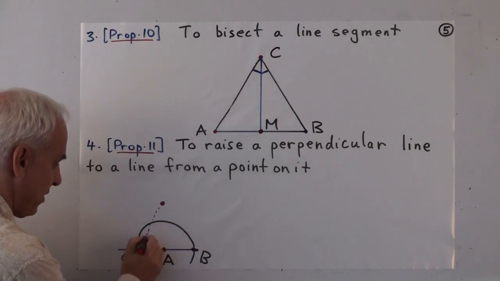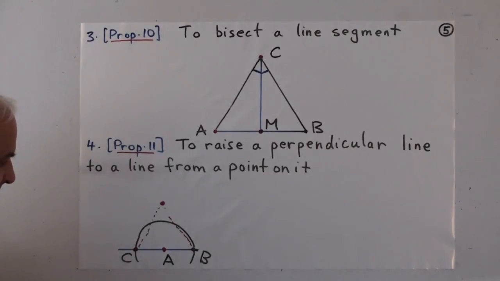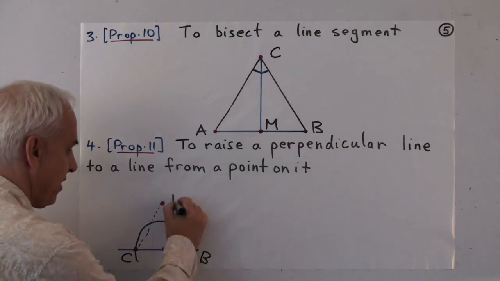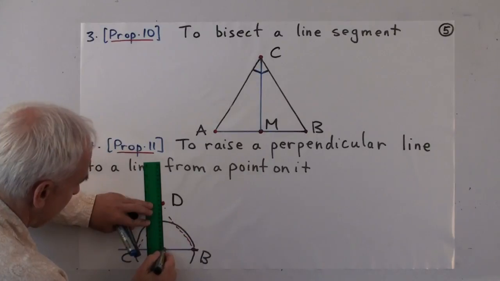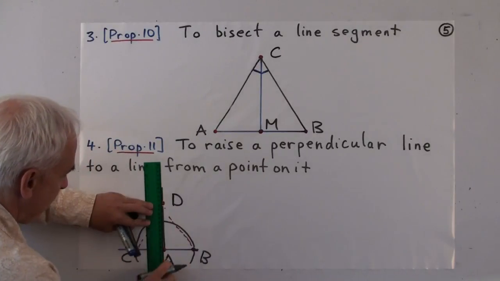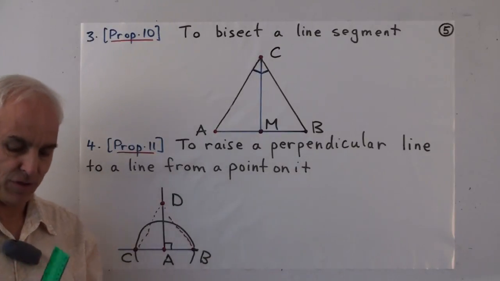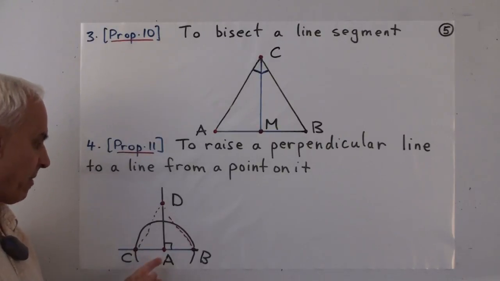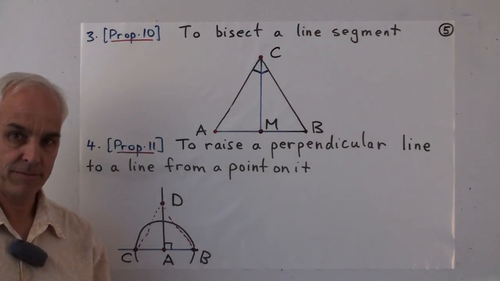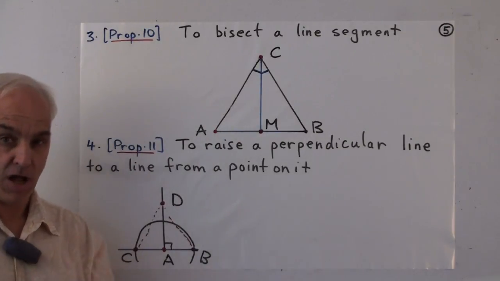Okay, so there's an equilateral triangle here. We can construct that. And then we're going to connect this new point, let's call it D, with our original point A. And if we do that well, we will then get a line which is perpendicular to the original. So we call that raising a perpendicular from a point on the line. The perpendicular is coming out from the line because the point that we've got is actually on the line.